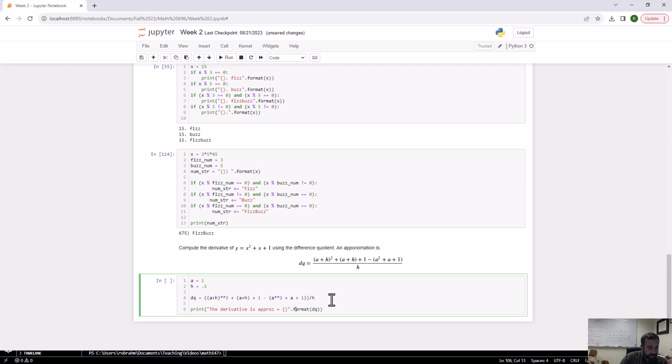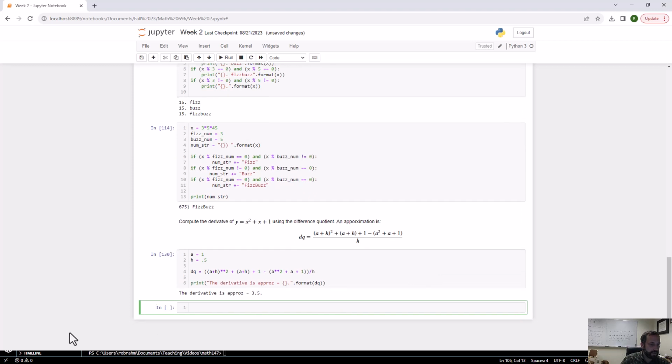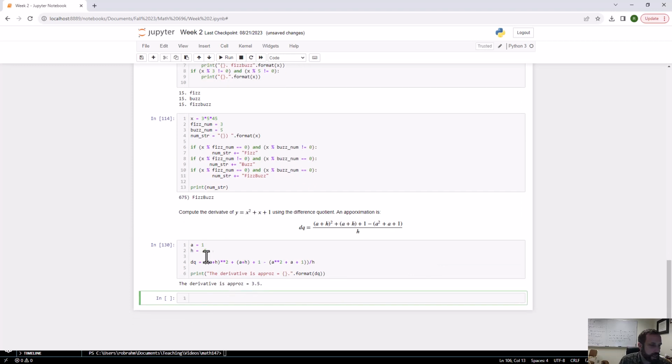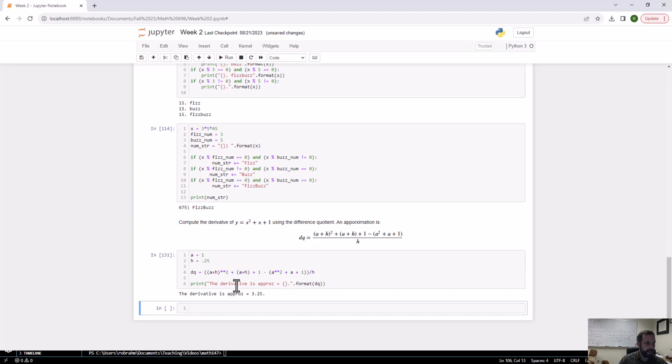okay, think about what this should be. The derivative of this function evaluated when x is equal to 1, we should be getting 3. Let's see how close this is going to get us to 3. Okay, 3.5, not a bad approximation, but we know it's not very good. So let's see what happens if we halve h and we run this. Approximately 3.25.